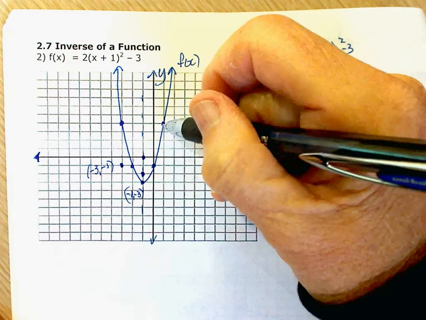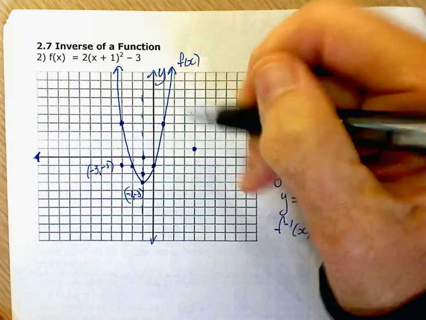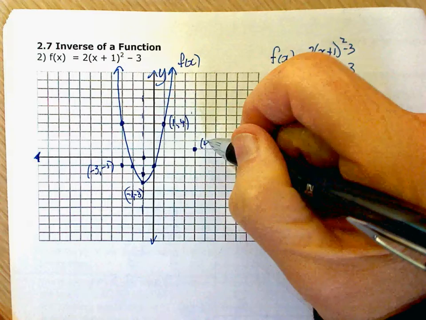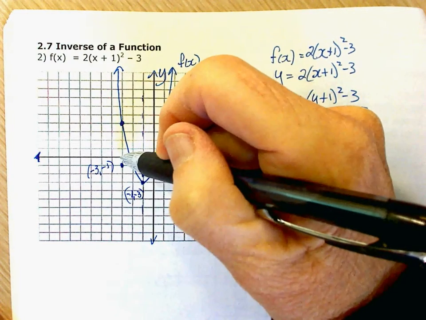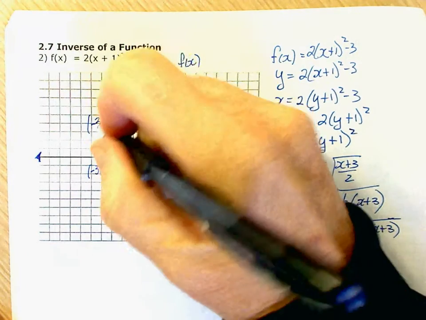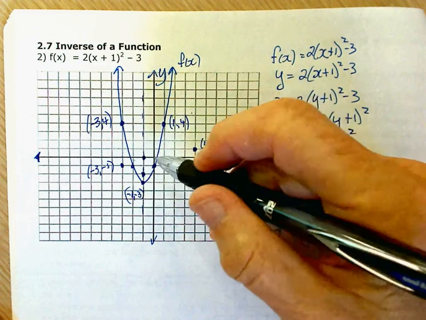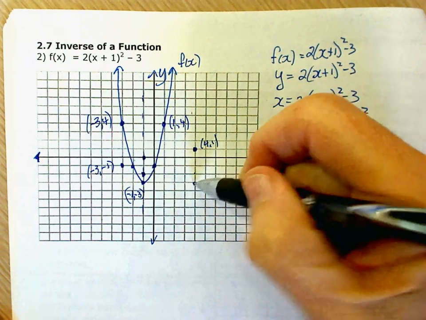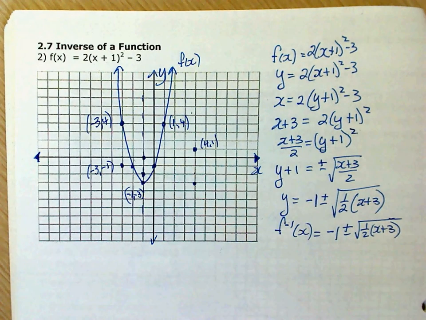1, 4 becomes 4, 1. This point is negative 3, 4, so our inverse will be 4, negative 3. So now we can draw that guy. Maybe I should draw that guy in red so he sticks out a little bit here.